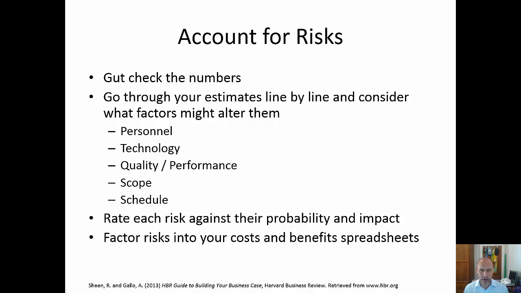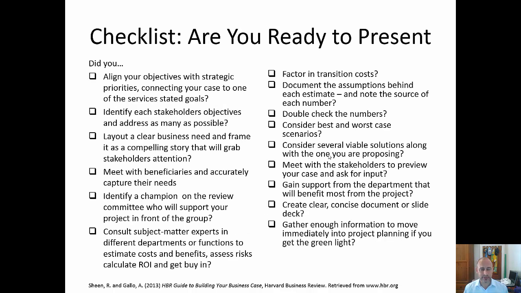Go through your estimates line by line and consider what factors might alter them. Rate each risk against its probability and impact. Factor those risks into your cost and benefit spreadsheets. Do a checklist to see if you're ready to present your business case. Have you got everything down? This is the one that you should go through. I think this is really good. Again, this is from the Harvard Business Review Guide to your business case.